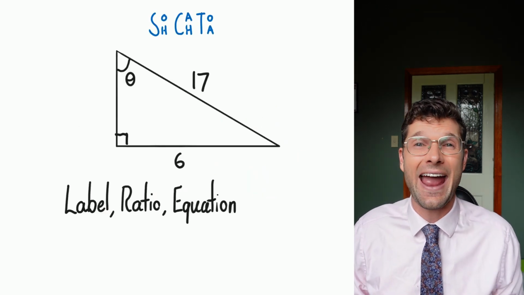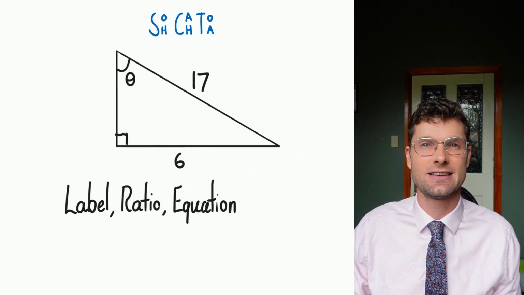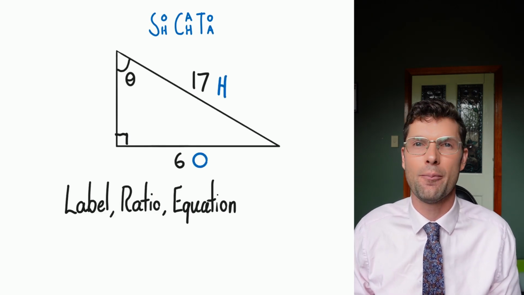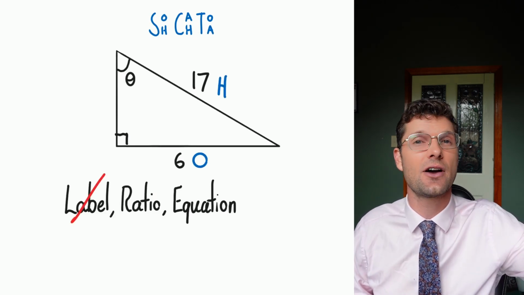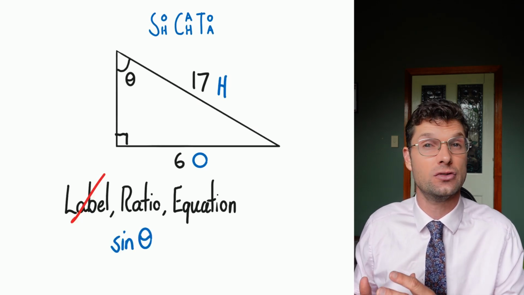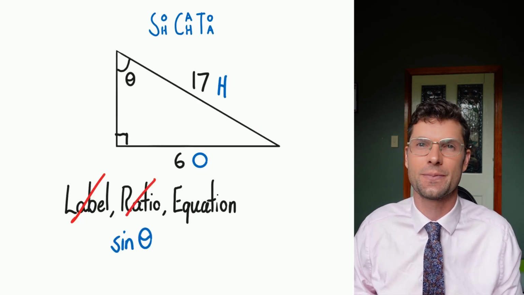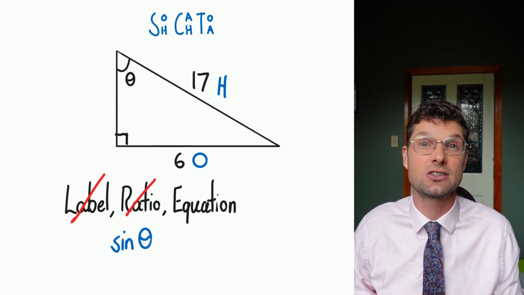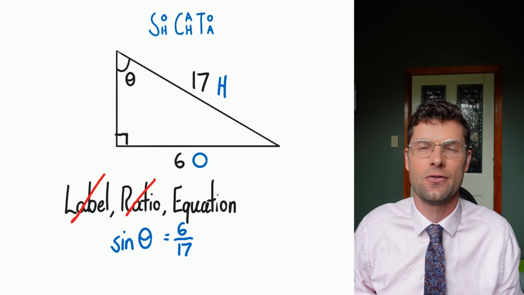So for this one, I've got my angle of interest up the top and I've got 6 and 17. The first thing I need to do is label the sides. The 17 is the hypotenuse and the 6 is on the other side, so it's the opposite. Because I've got O and H, I know I've got to use sine. S-O-H. This means I've already done the two hardest things to get full marks for this question. Sine of my angle is equal to 6 over 17.